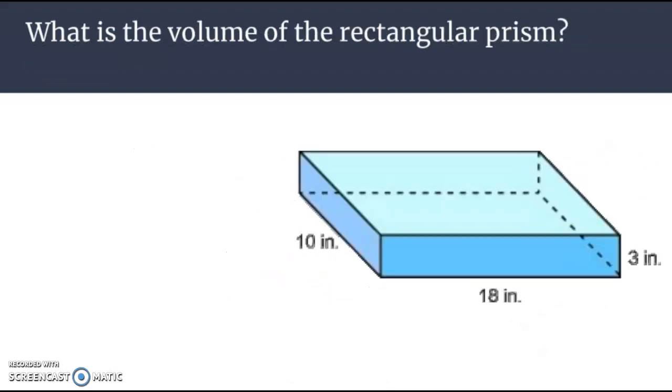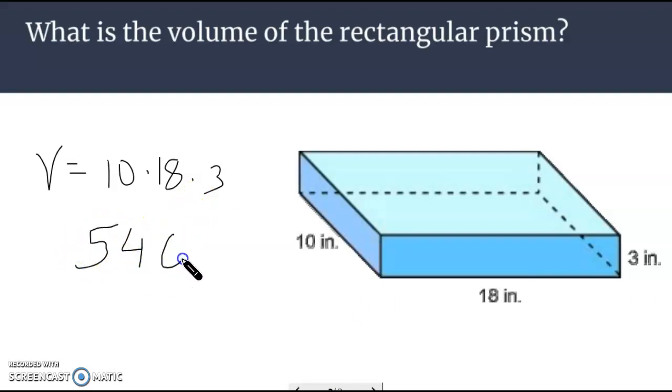Let's look at another one here. Here we have another rectangular prism, and the length, width, and height are 10, 18, and 3. And in a calculator you can plug that in real quick. 10 times 18 times 3, we get 540. The volume of this rectangular prism, 540 cubic inches.